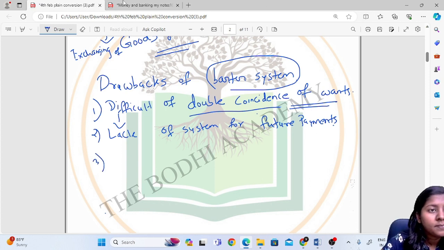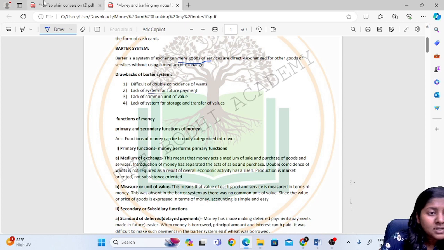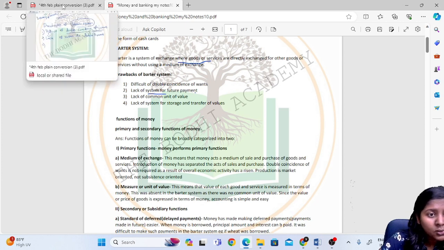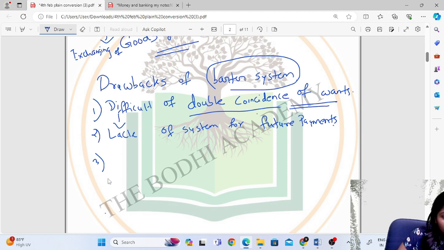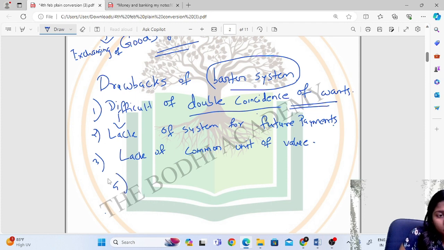Third is lack of common unit of value. It is very difficult to find out the exchange value of a commodity in terms of other goods and services available in the market. So this is the third point, lack of common unit of value. Then the fourth one is lack of system for storage.